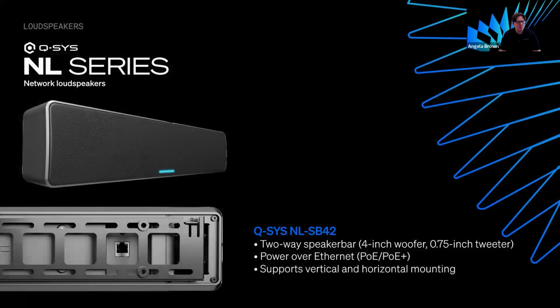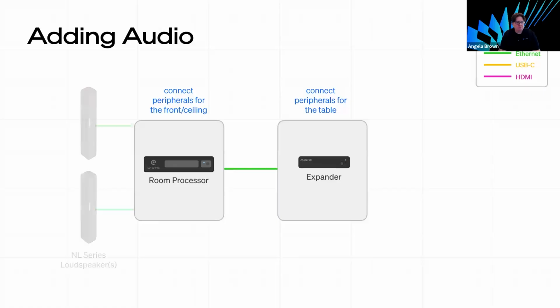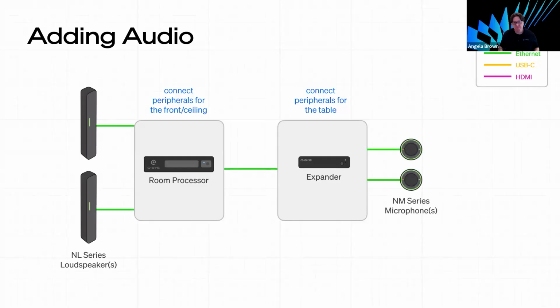So we're also going to throw a couple of SB42s, and let's go ahead and put them vertical and put them on either side of the display. So it looks very, very purposeful and intentional, and nobody complains about the unsightly speakers that are in the room. So that now is going to look like this. We have our speakers and we have our microphones.